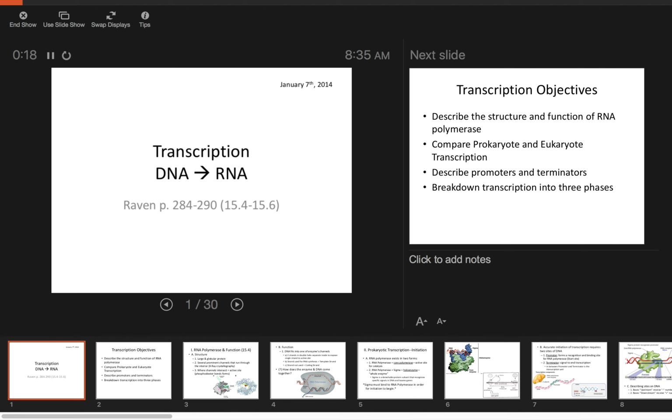Alright, so part 2 of chapter 15. So in part 1 we looked at how information flows. You go from DNA to RNA to proteins. We're going to talk about the transcription process today, the translation process tomorrow. We looked at DNA, the genetic code, how it's a triplet.